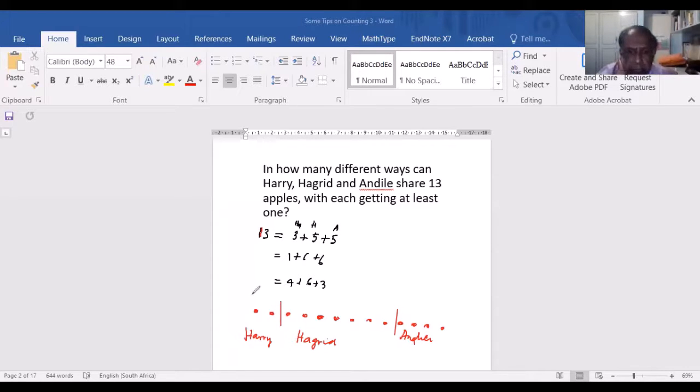Now observe, you can't draw a vertical line here, because it means that somebody gets nothing, and everybody needs to get at least 1. If I put a vertical line here, then Harry will get nothing. That's not allowed. So the first vertical line will have to be here. See? So the question is, in how many ways can you draw 2 vertical lines, in the way we have said it?